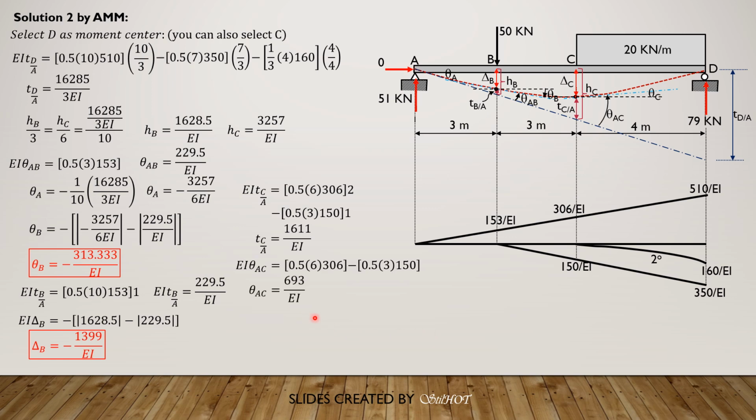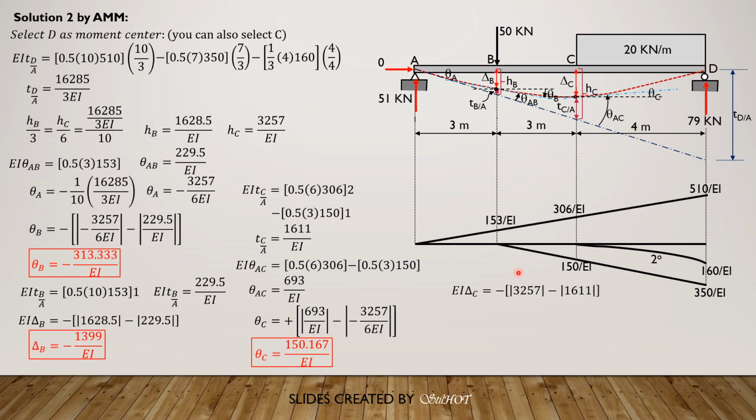Now let's solve for theta C first. Take note, theta AC is greater than theta A. So this is supposedly theta A, 3257 over 6. Then theta AC is bigger in magnitude, therefore theta C is positive, and it is positive the absolute value of theta AC minus the absolute value of theta A. So theta C is 150.167 over EI as before.